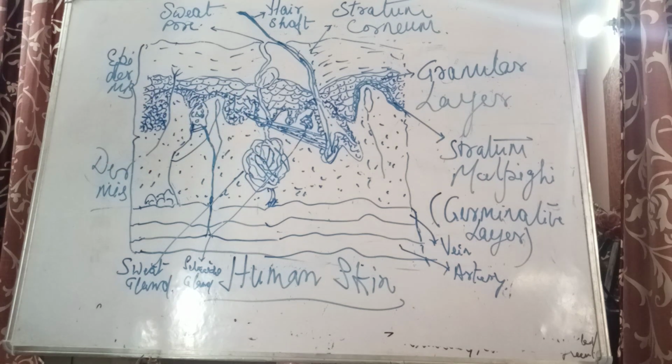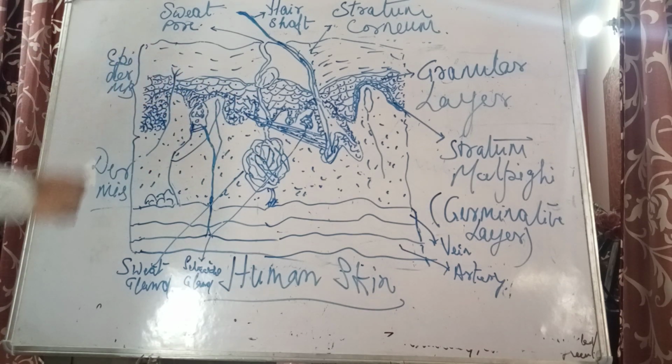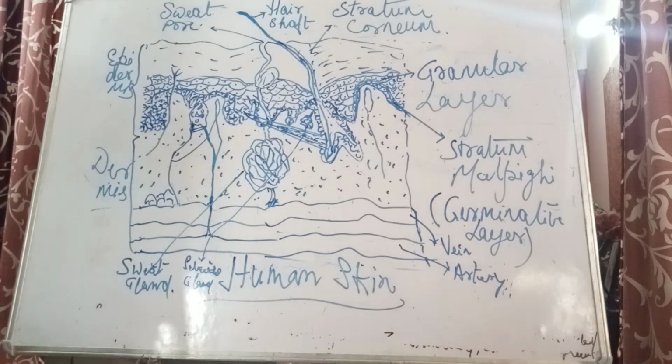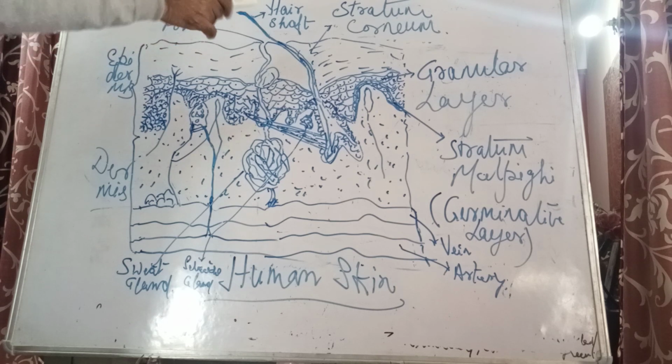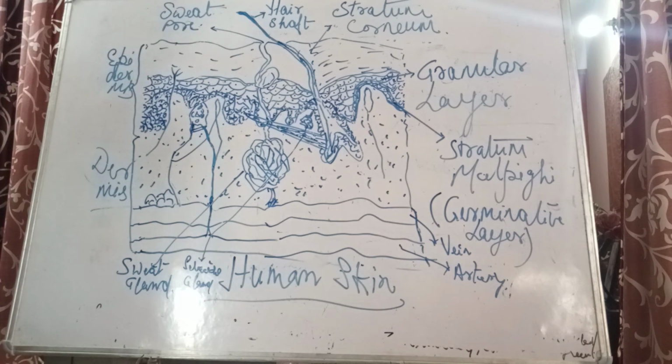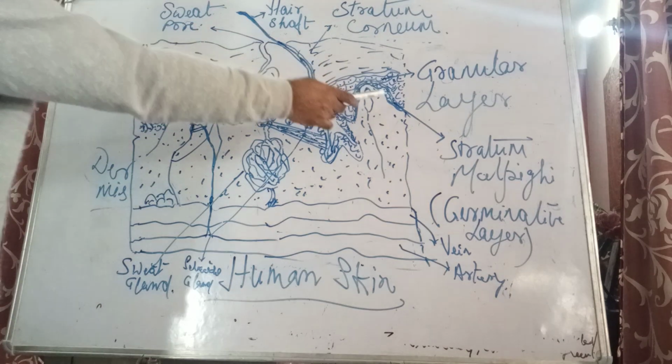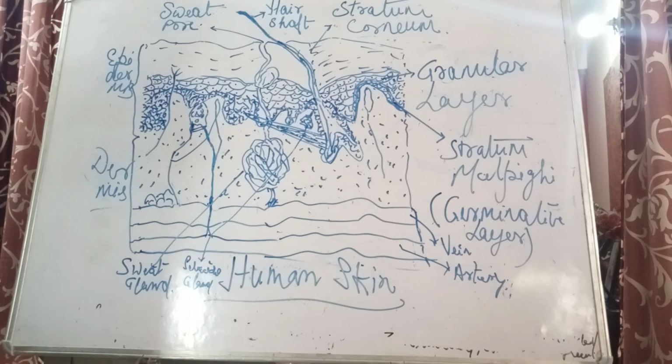Epidermis is the outer part of the skin and the dermis is the inner part of the skin. So epidermis again is what is containing stratified epithelial cells. You remember stratified means layers of cells. So there are three layers in the epidermis: stratum corneum, granular layer and stratum malpighi.